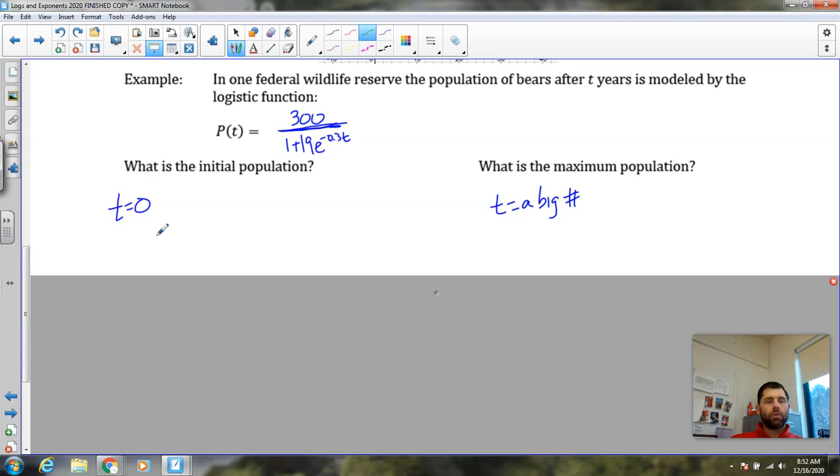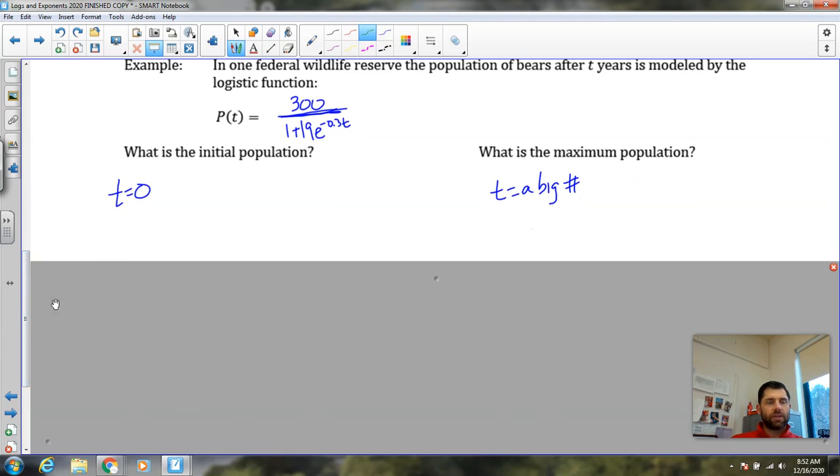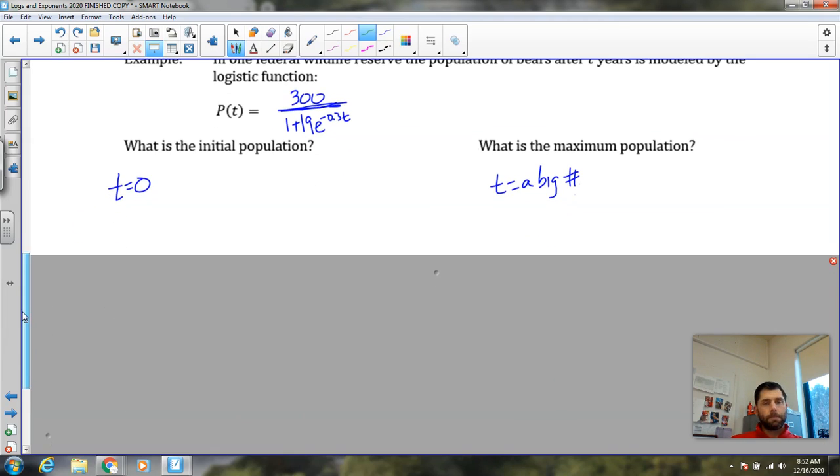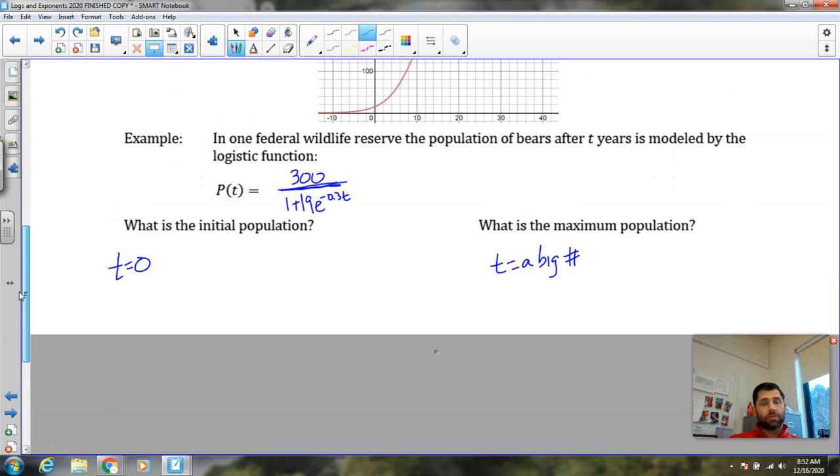We'll look at it graphically and we'll look at it algebraically. So go ahead and pause now. I'll give you a few seconds to think, take a few minutes to think, and then we will talk. Okay, so hopefully you paused.